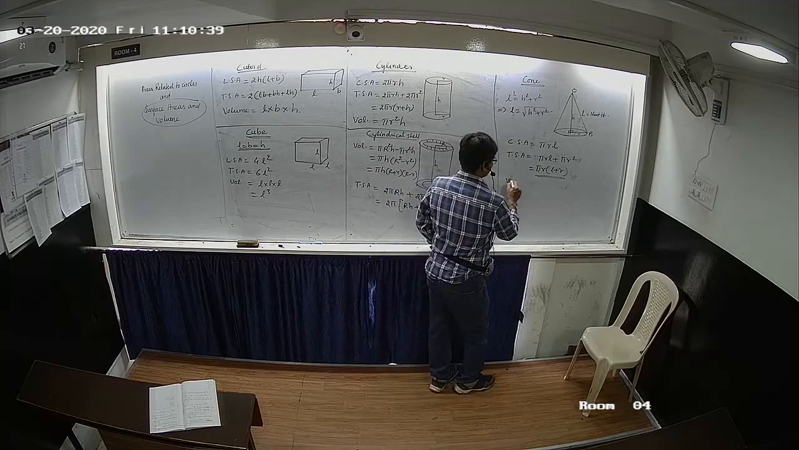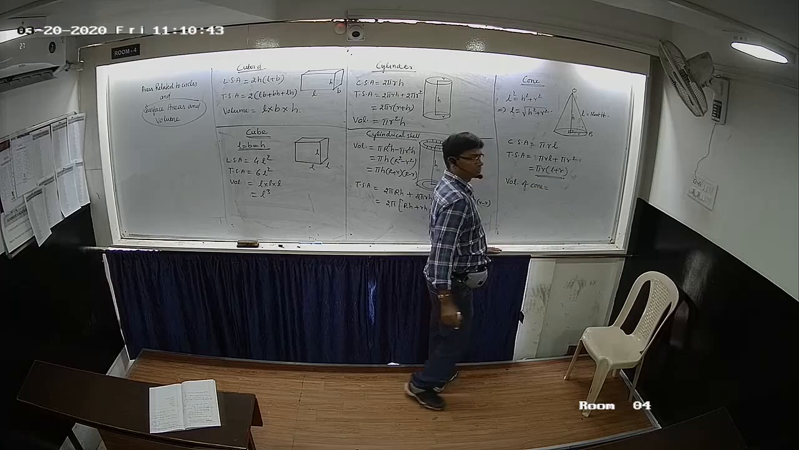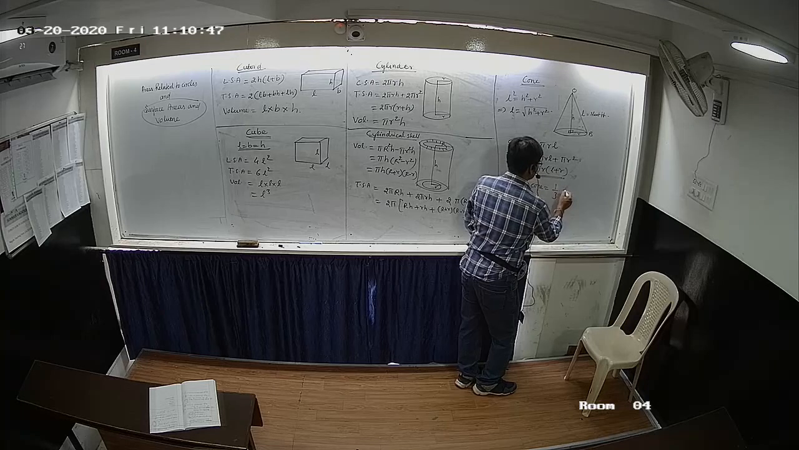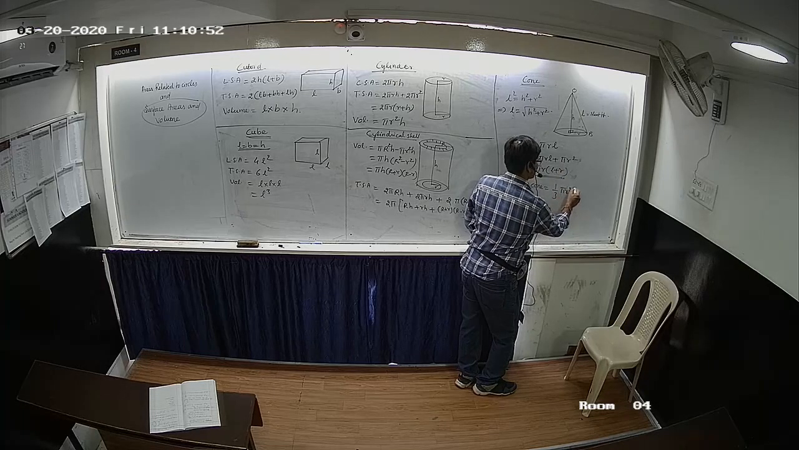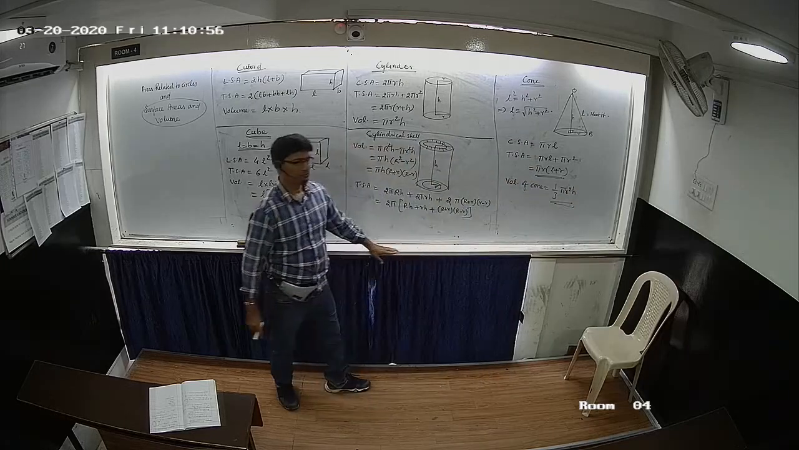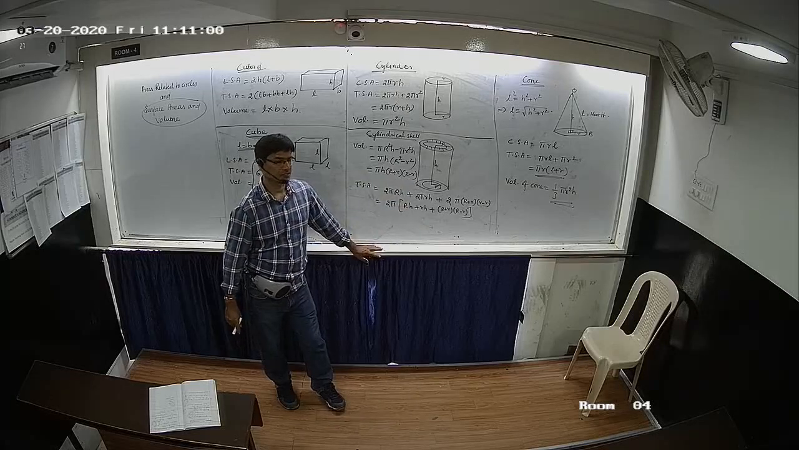Then volume of the cone. Volume of a cone is 1/3 of the area of the base into height, that is πr² into h. 1/3 the area of the base into height. So the volume of the cone is 1/3 πr²h.